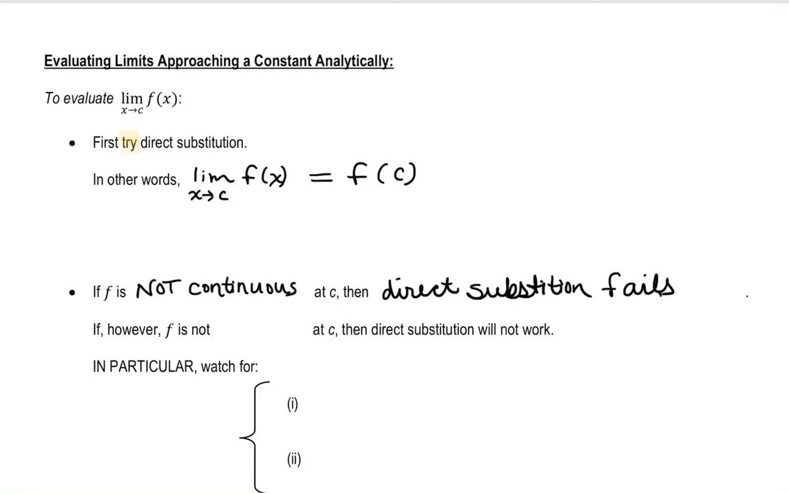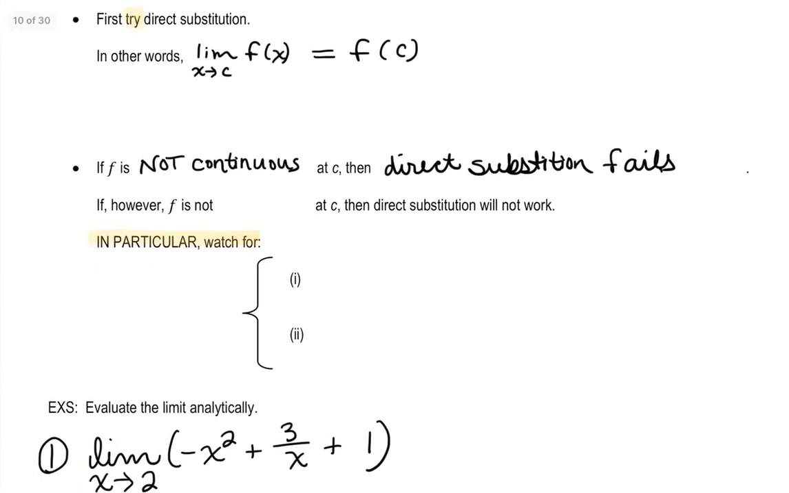So in particular, these are the things that we want to watch for. And the first one is going to be, well, first or second doesn't really matter, what I'm going to call cutoff points of piecewise defined functions.